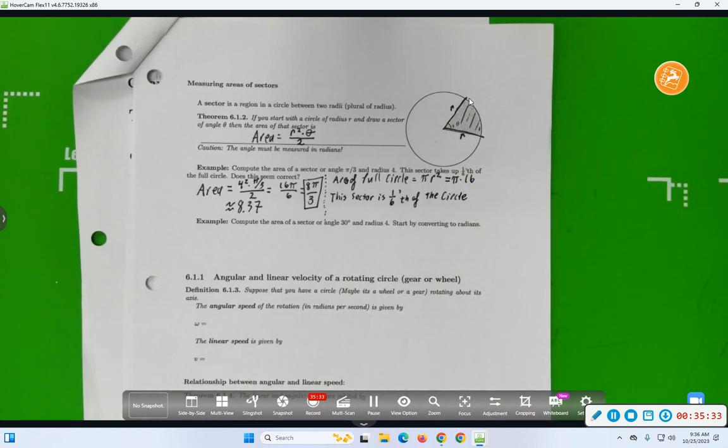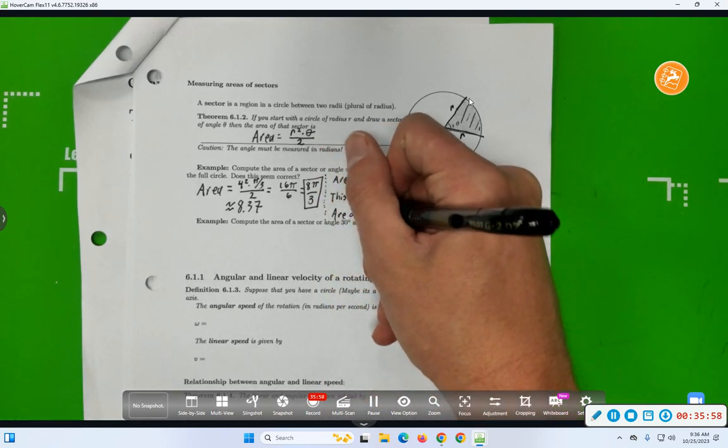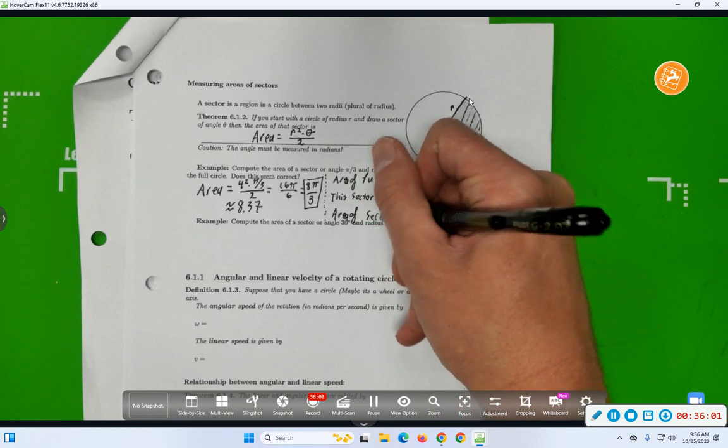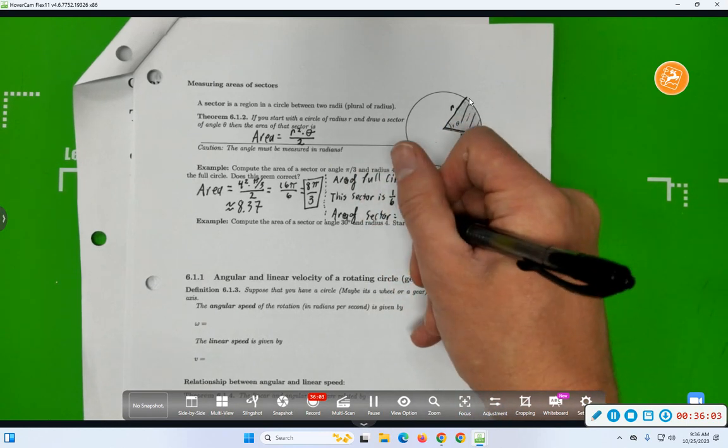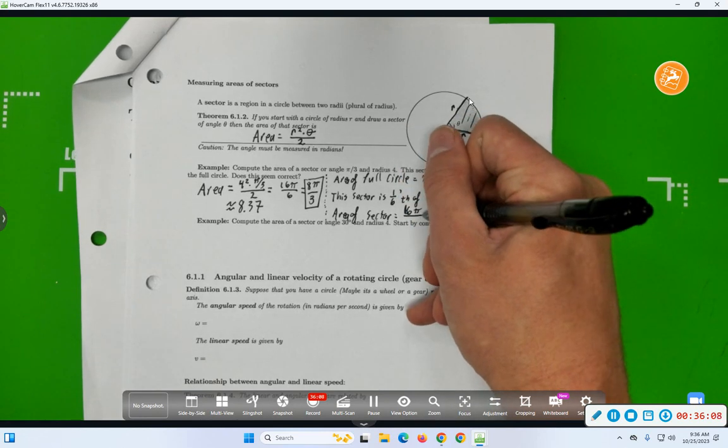So if the whole circle has area pi times 16, and I want 1/6 of the circle, how much area should there be? Or just how would I get that area? Divide by 6. Yeah. So the area of the sector sure looks like it's 16 pi, the area of the full circle, divided by 6.